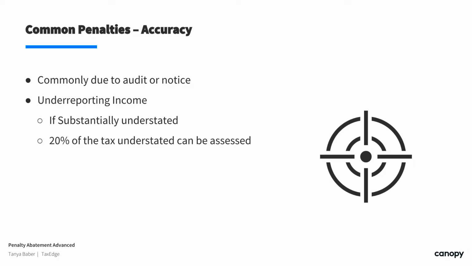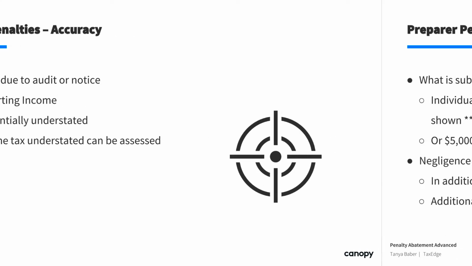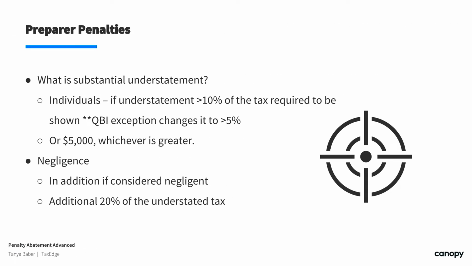What is a substantial understatement? We should stop for just a second and explain that. For individuals, it's anything more than 10% of the tax required to be shown. So a 10% threshold isn't all that much when you think about it. If they're supposed to show $100,000 of income, that 10% is a $10,000 mark, but with lower amounts of income, it doesn't take much to breach that mark. Or $5,000, whichever is the greater number. So if they say, okay, we understand you don't have much income, we're not going to hit you with that, $5,000 becomes your threshold instead.